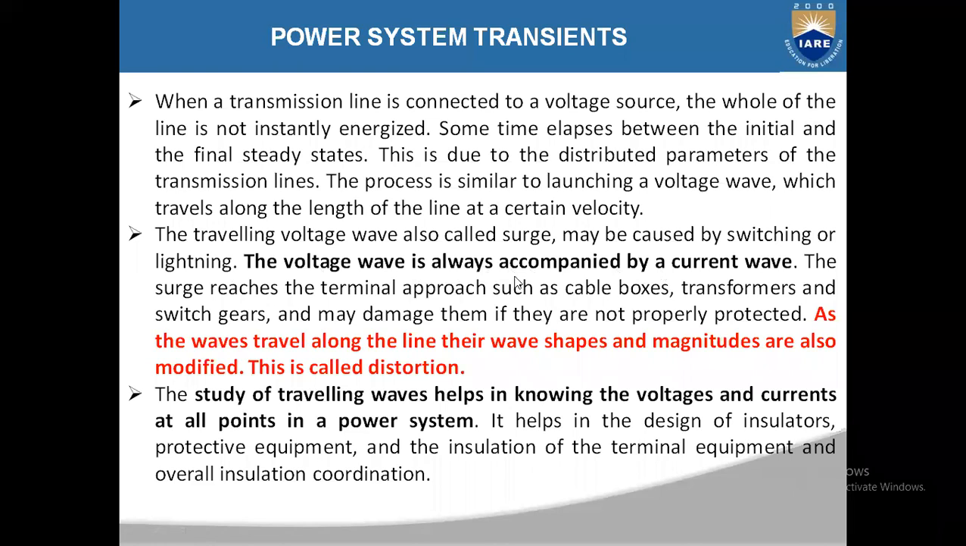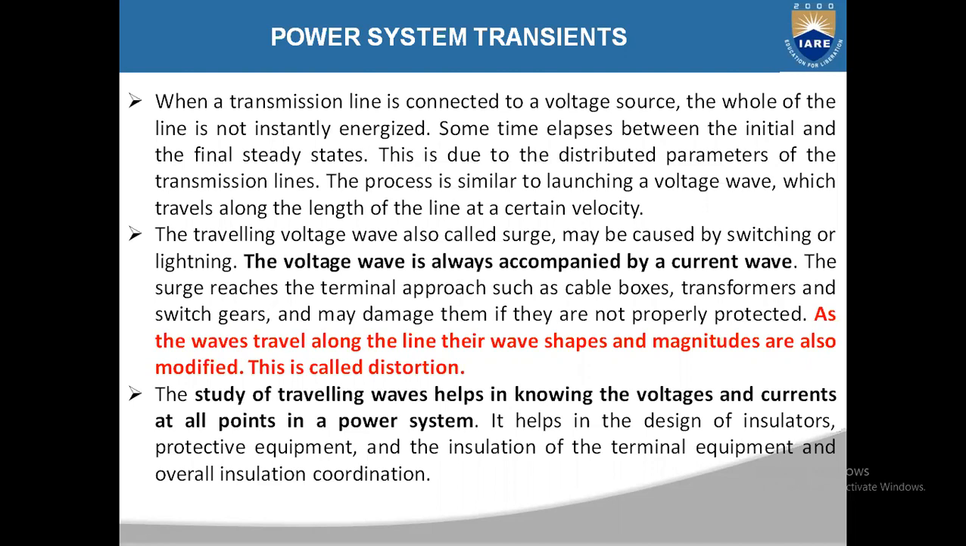These surges reach the terminals of equipment such as transformers and protective equipment, and they may damage them if they are not properly protected. If the terminal equipment is not properly protected, these traveling waves produced by switching and lightning may damage the equipment. So you have to always protect your equipment from these traveling waves.